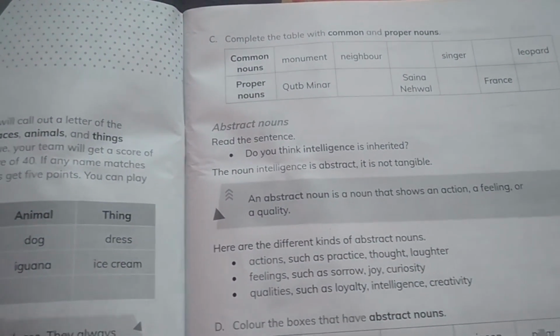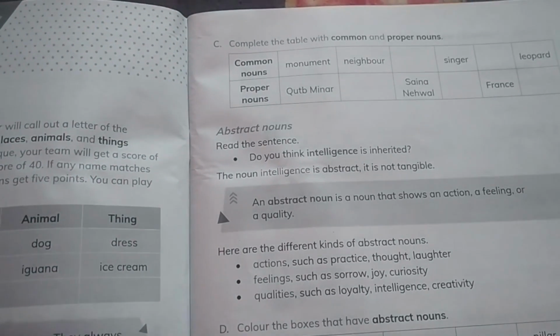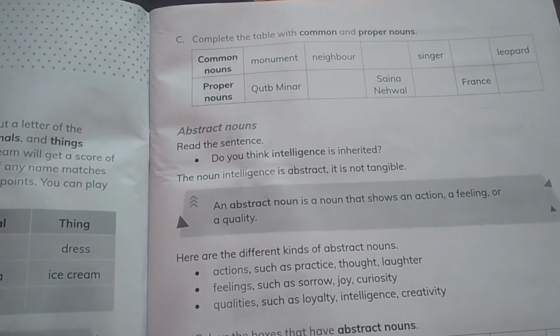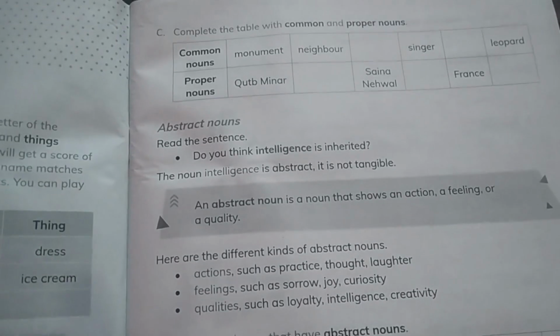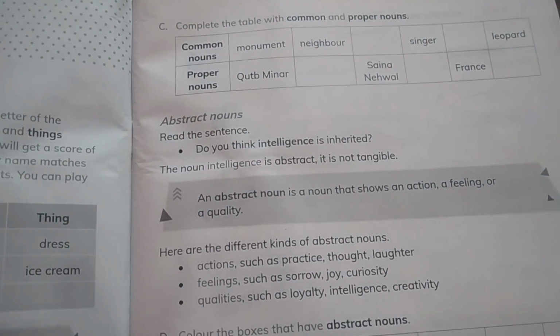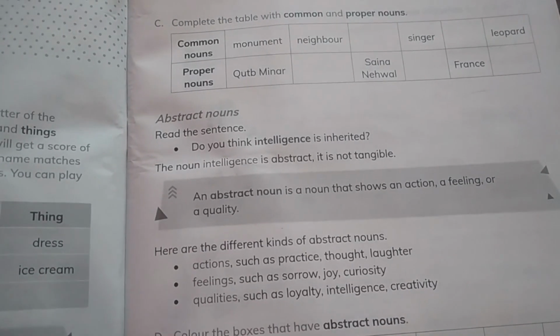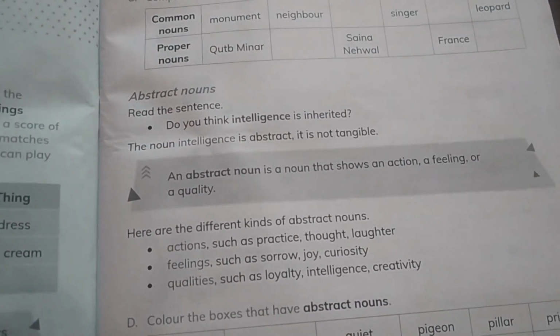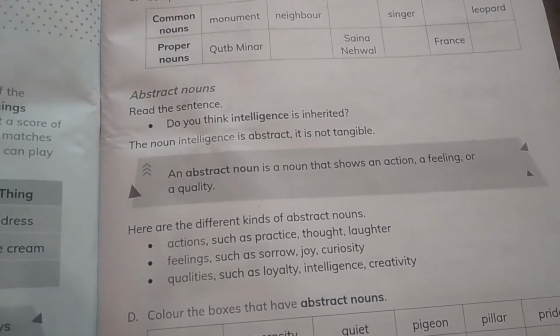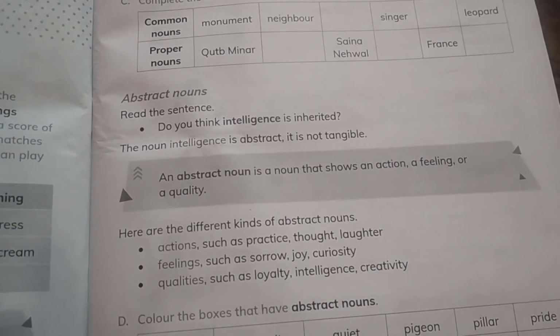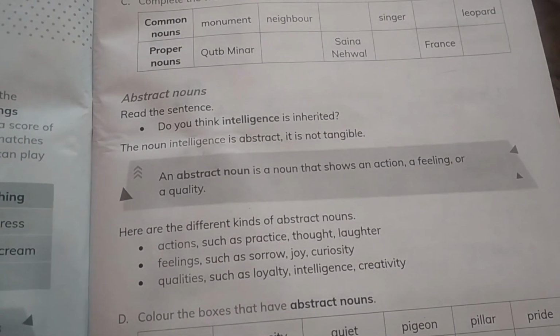Let's talk about abstract nouns. Here are some examples. Read the sentence: Do you think intelligence is inherited? The noun intelligence is abstract and it's not tangible. So there is a definition. An abstract noun is a noun that shows an action, a feeling, or a quality.